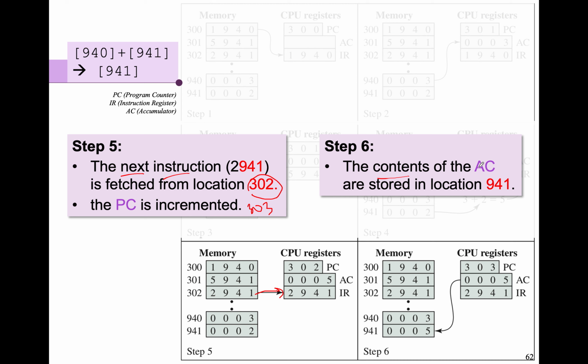The content of AC, you can see, is stored in the location of 941 over here. The content of AC is stored in the location of 941. So you're going to take this value and put it here. Same goes to this one.